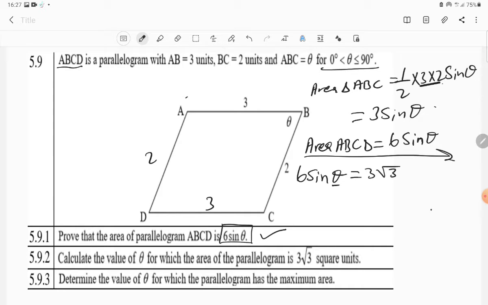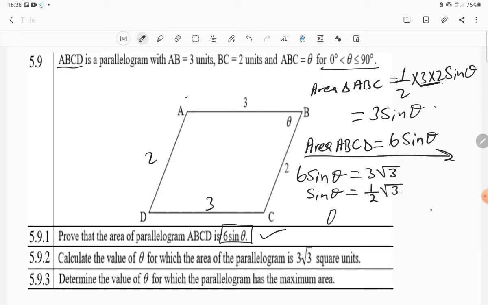Then we are looking for the angle theta. If the area is given by this, after finding this area being 6 sine theta, and it is given that the area is equal to this right hand side, that is why we are equating these two things so that we find this angle theta. So now let's find the angle theta. We are going to have sine theta, after dividing by 6 on both sides, equal to half root 3.